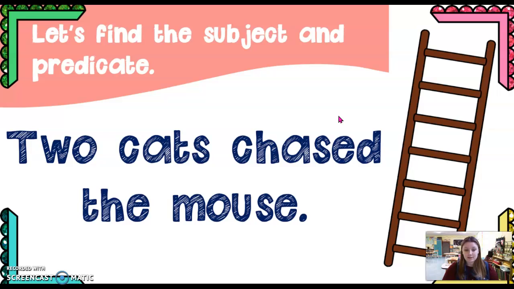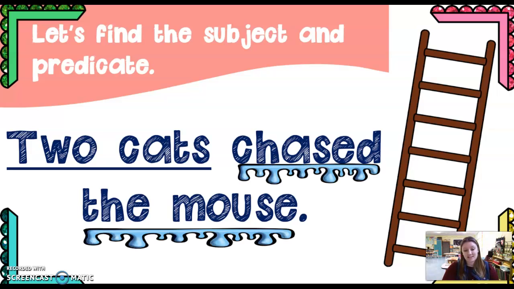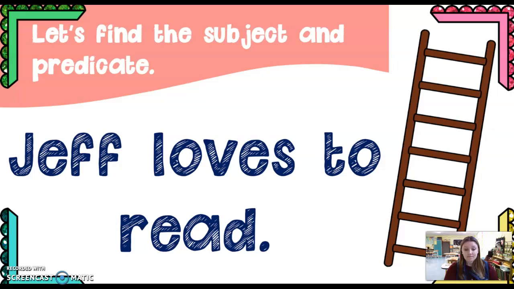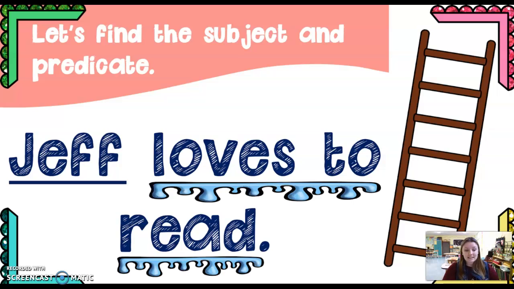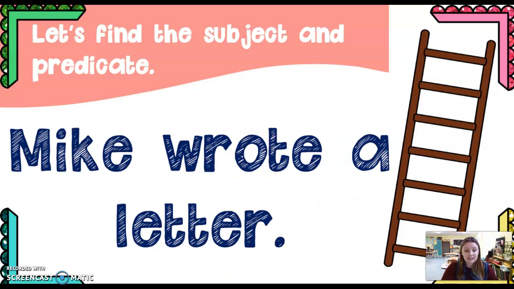Two cats chased the mouse. When I look for my subject, I'm asking myself, what is the sentence about? It's about two cats. And what did my subject do? They chased the mouse. So my subject is two cats. My predicate is chased the mouse. My verb belongs inside my predicate, and that verb is chased. Jeff loves to read. Who is this sentence about? Who's my subject? It's Jeff. And what did Jeff do in my sentence? He loves to read. So Jeff is my subject. My predicate is loves to read.